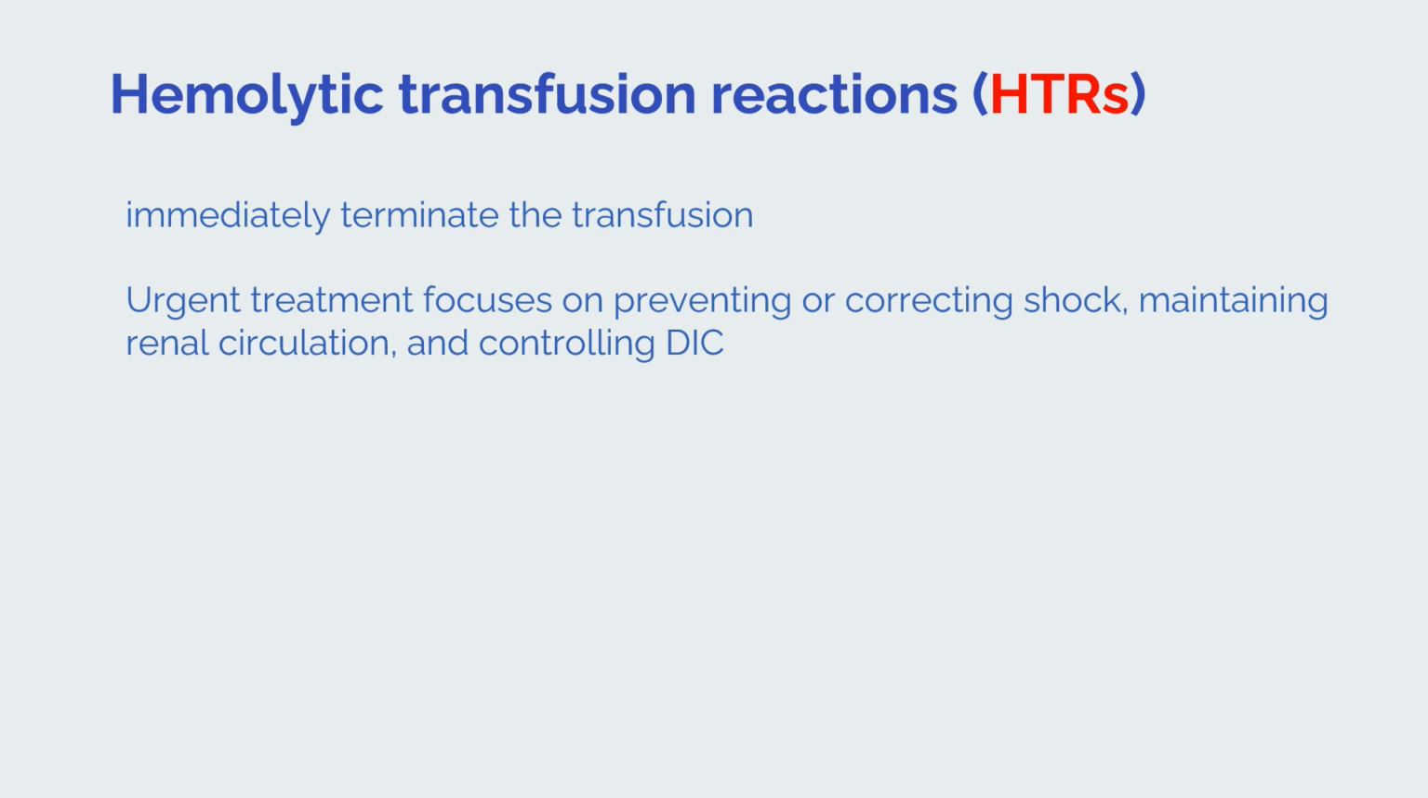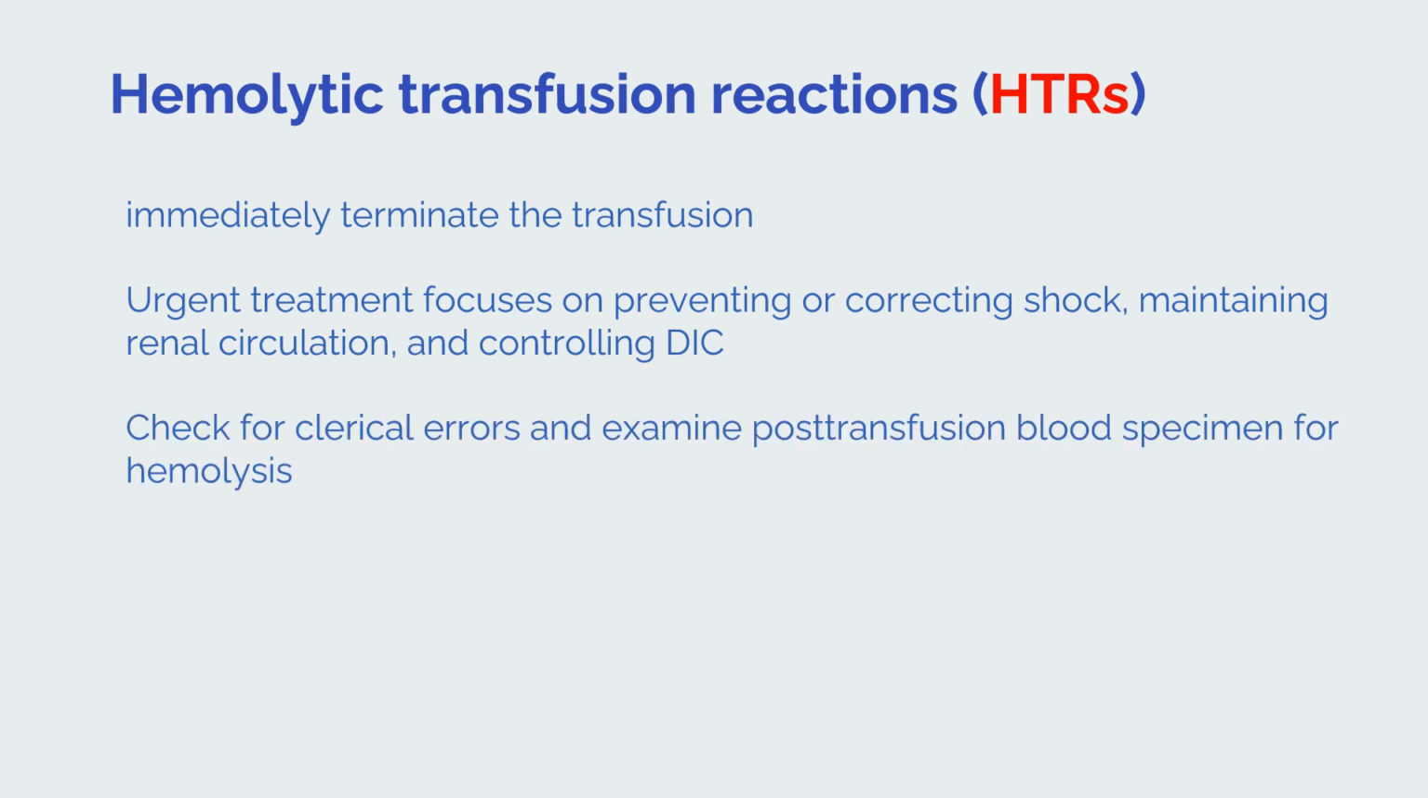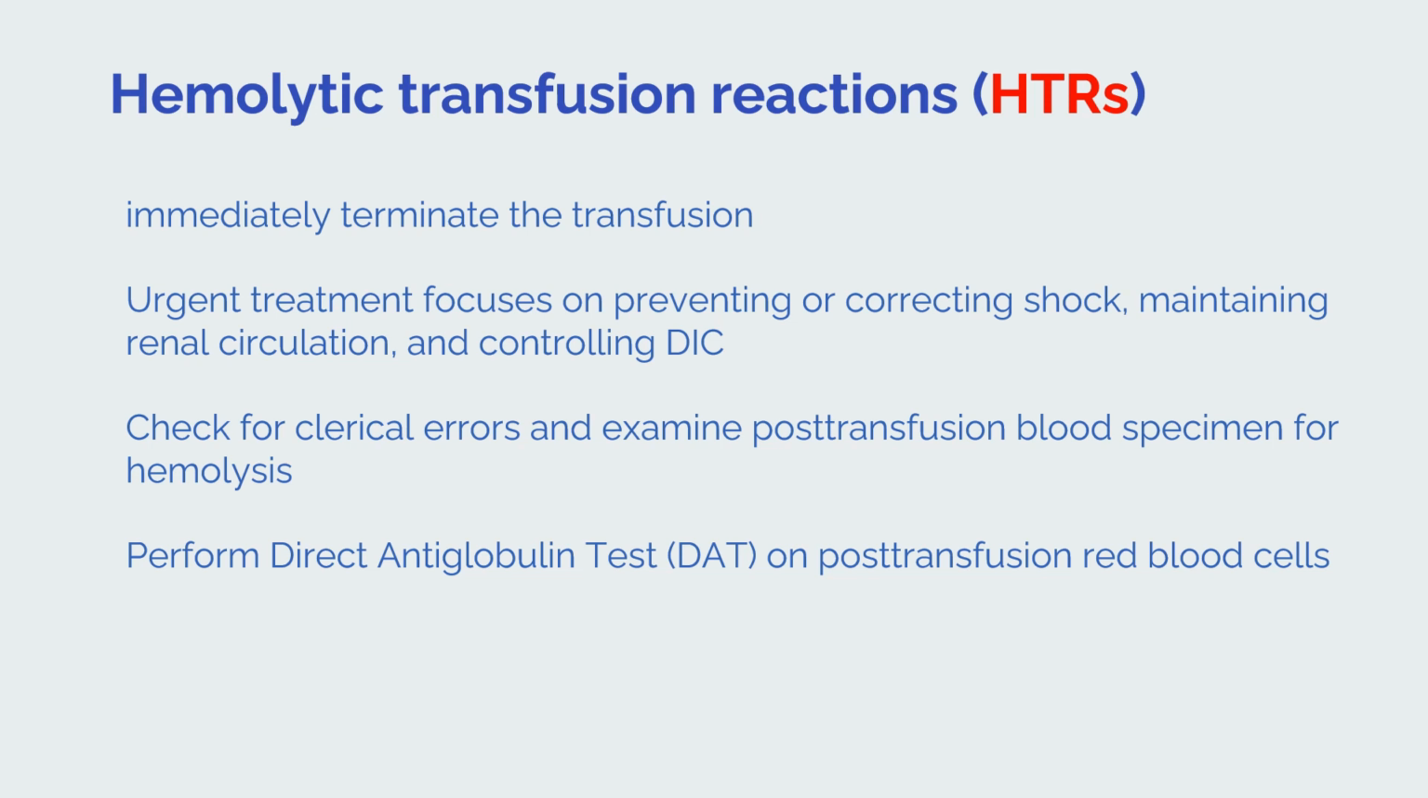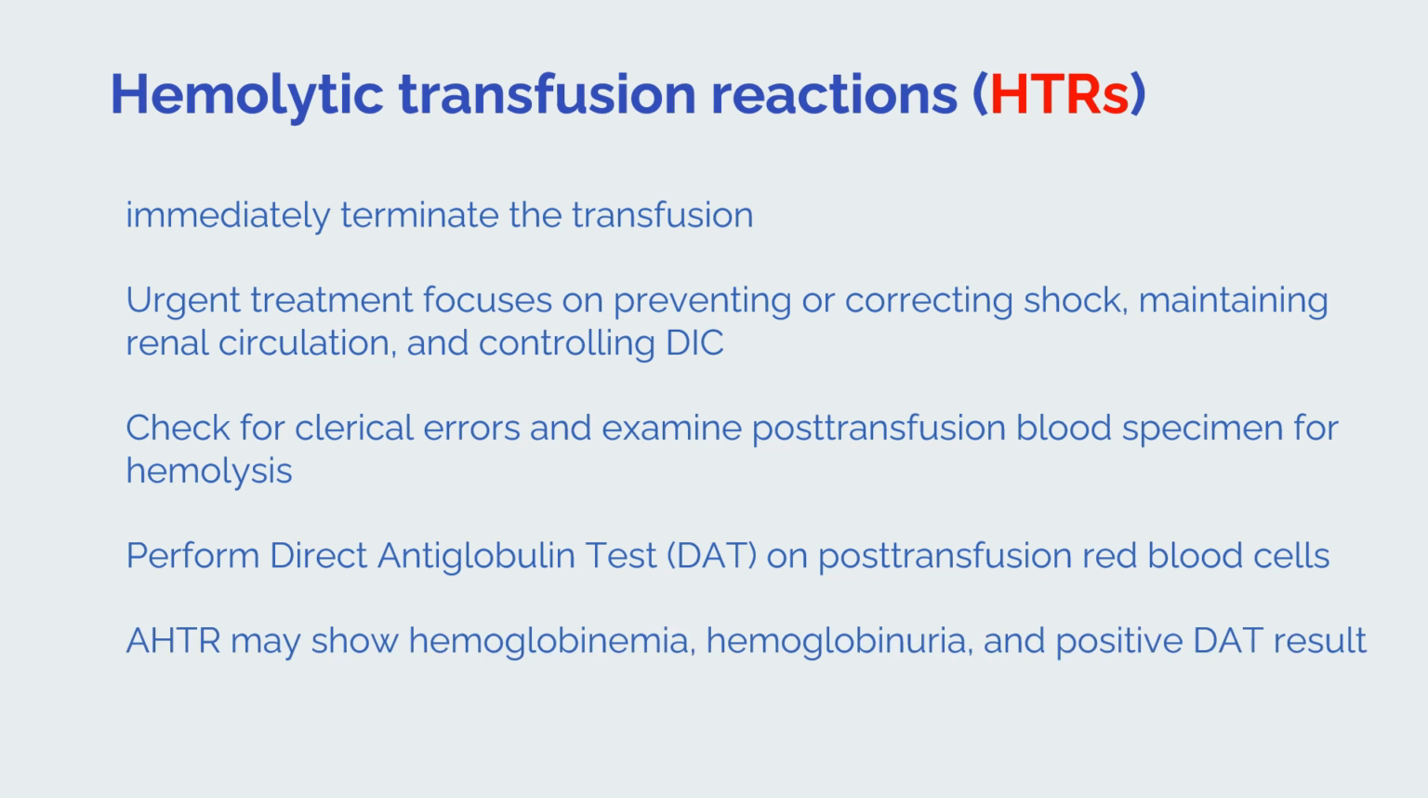When investigating a suspected HTR, several steps are taken. The first involves checking for clerical errors and examining a post-transfusion blood specimen for signs of hemolysis. Additionally, a direct antiglobulin test, DAT, is performed on the red blood cells in the post-transfusion specimen. In the case of AHTR, hemoglobinemia and hemoglobinuria may be detected, and the DAT result is positive. However, if all the donor cells are lysed, the DAT findings may be negative.